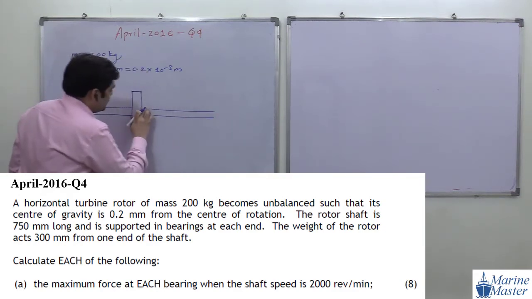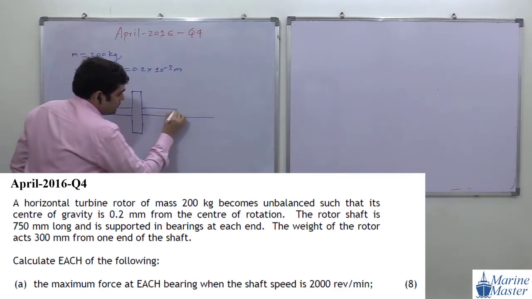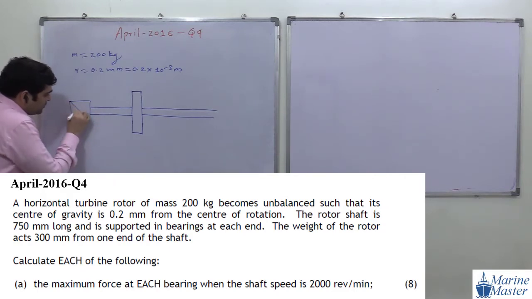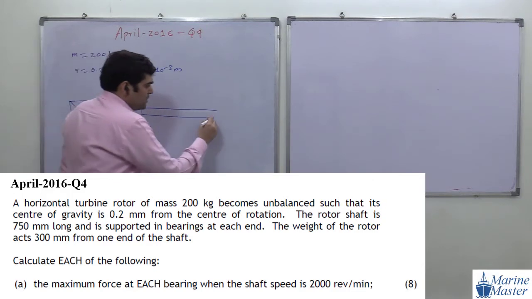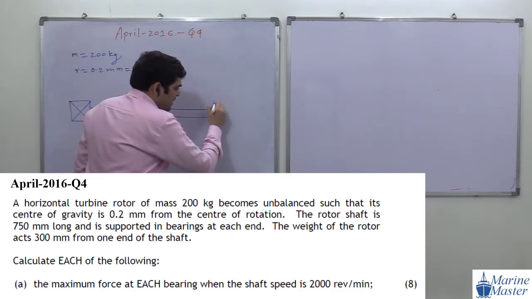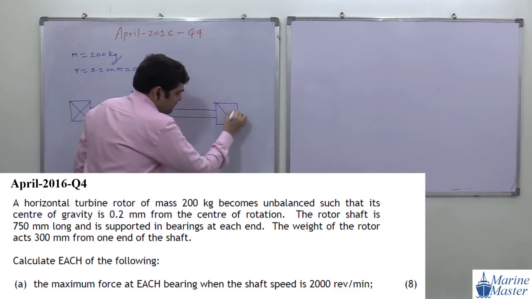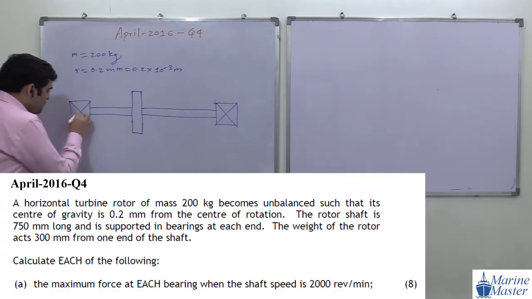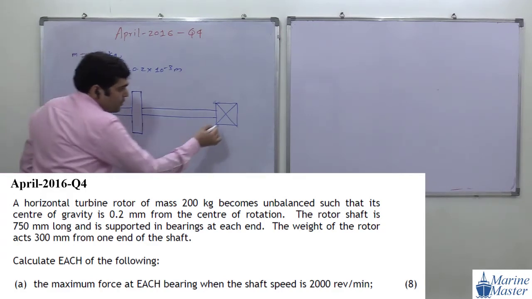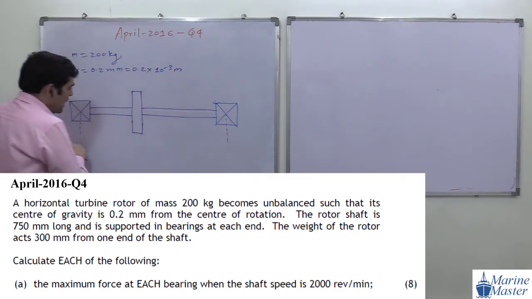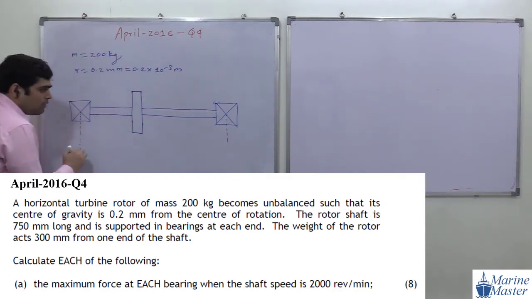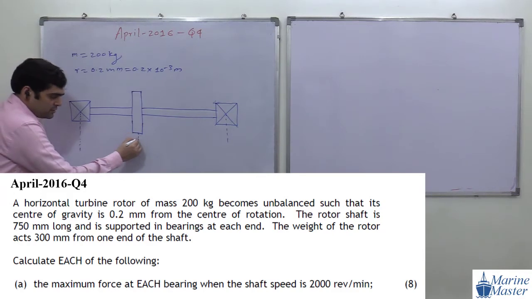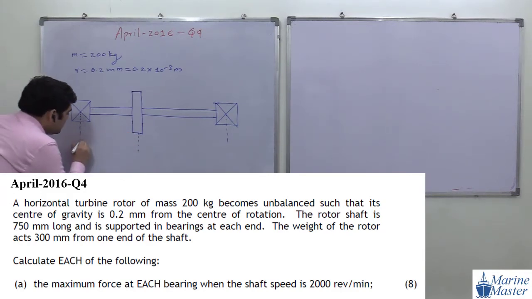See the drawing here, everyone. This is one bearing. This is just a schematic diagram. This is another bearing. From this point to this point, the total distance is 750 mm. But from one end, the rotor distance is 300 mm.